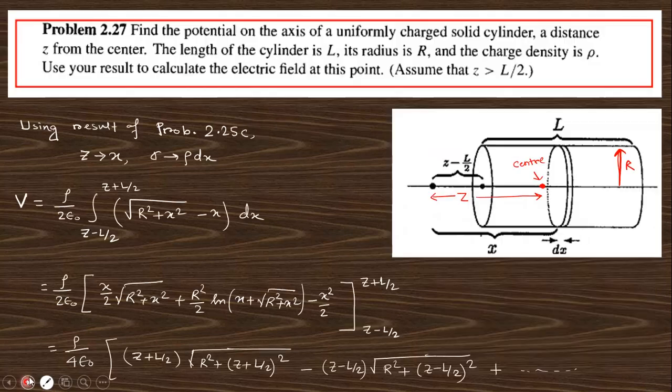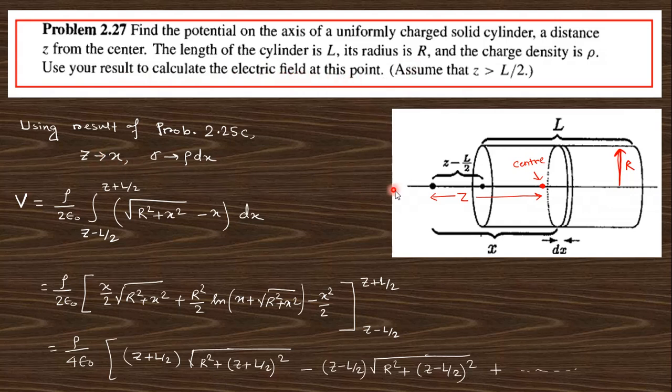Go to the next question. 2.27 says find the potential on the axis of a uniformly charged solid sphere. This is a uniformly charged solid sphere, at a distance z from the center. If this is the center, you need to take a distance z from the center. The length of the cylinder is L, radius is R, charge density rho. Use your result to calculate the electric field.